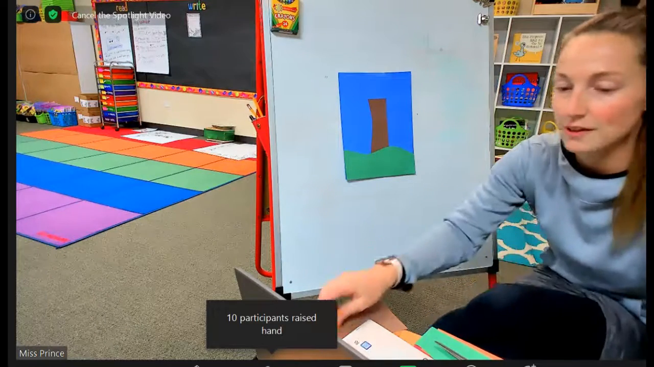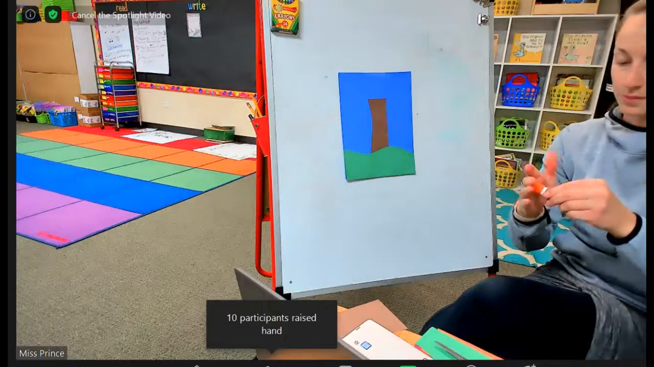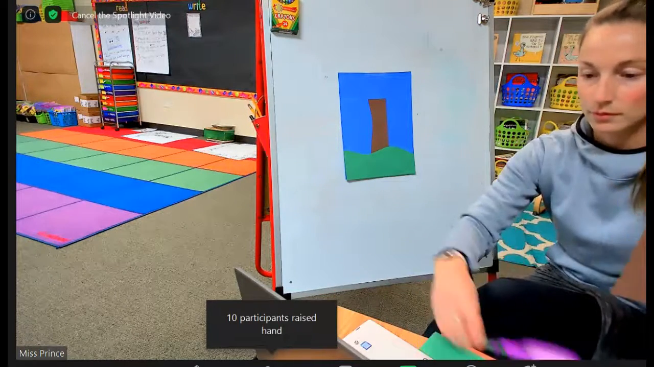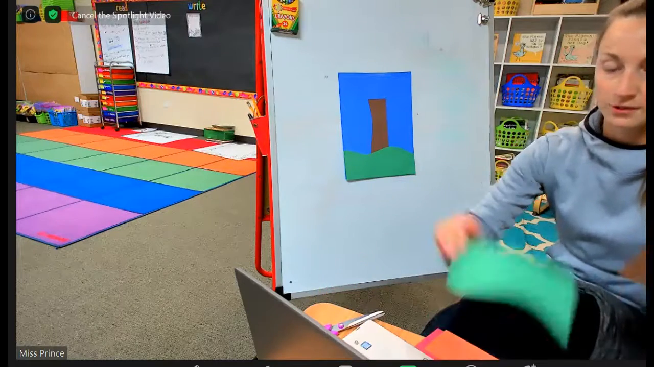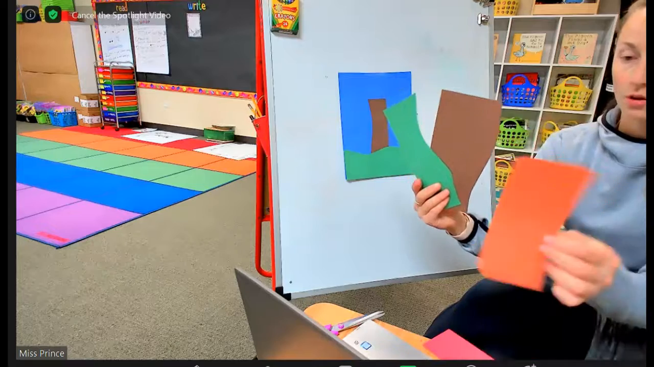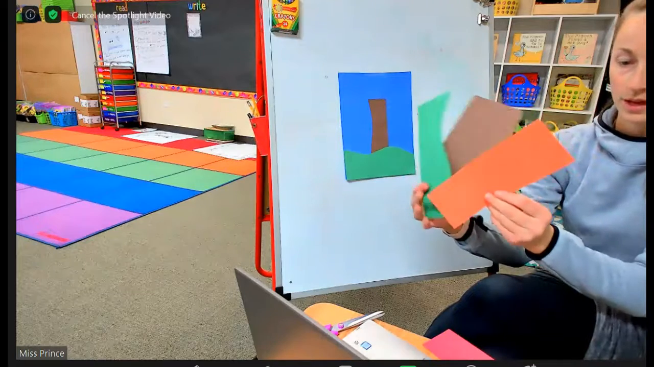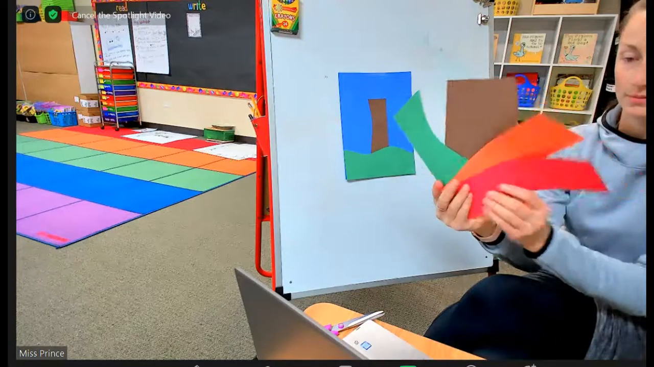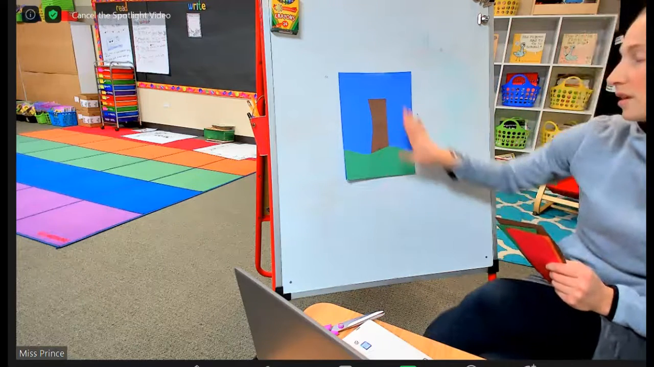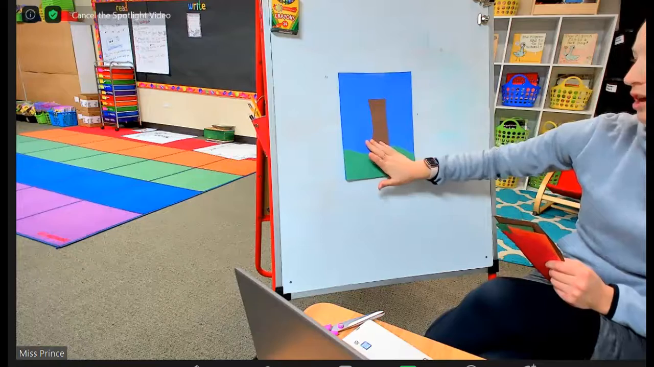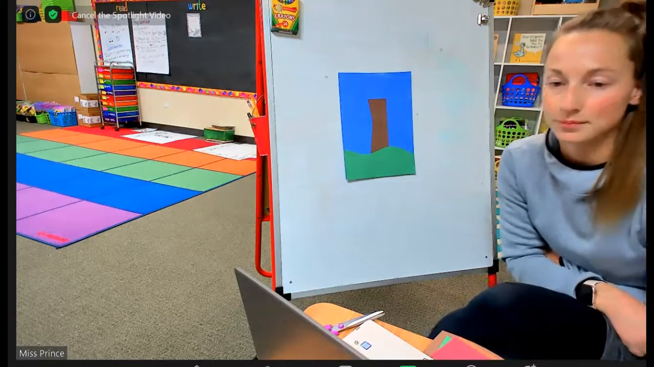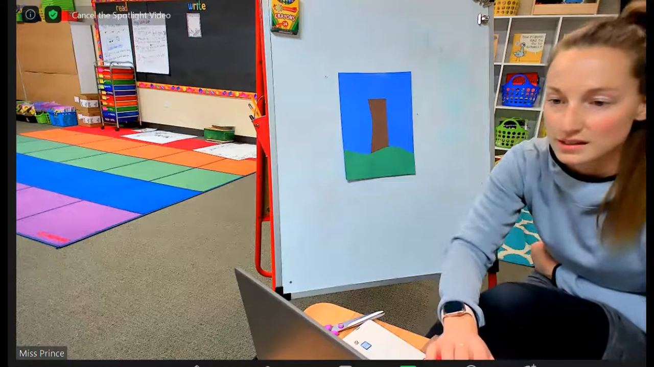So what you should have left over, boys and girls, once you get to this part, you should have leftover brown. You should have leftover green. You should have all of your orange still. And all of your red. So I'm going to give you just about 1 minute to make sure that you have your tree trunk and your grass. And then we will move on to the next step. You can let me know that you're ready for the next step by raising your hand.